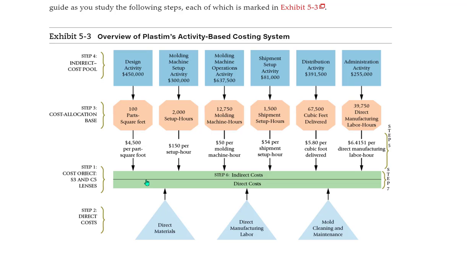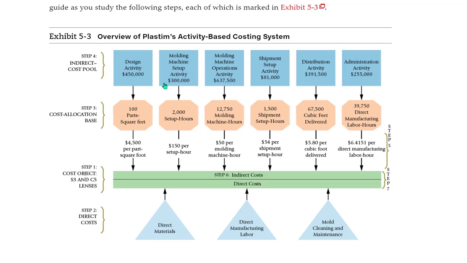But activity-based costing is literally what it says, activity-based. Okay, so now we look at the activities rather than a department. We're going to look at the actual activities. Like here's design. Design costs $450,000. Modular molding machine setup activity, $300,000. Okay, molding machine operations activity. So it's setup and operations.